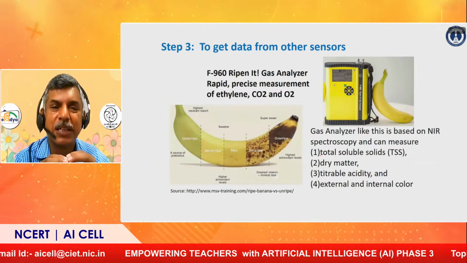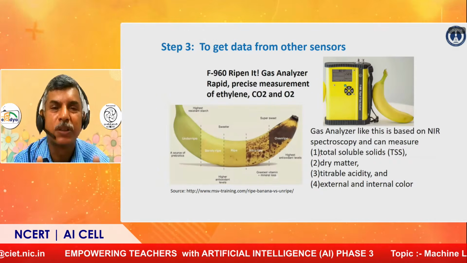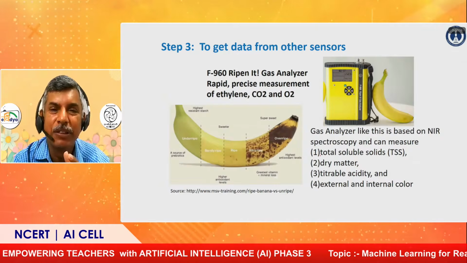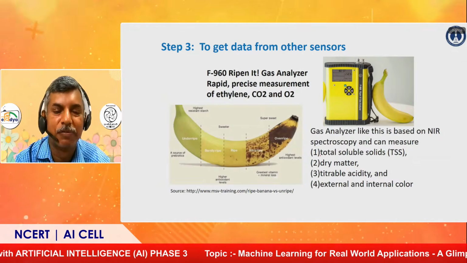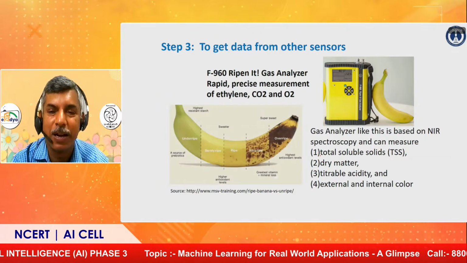And if some sensors are not good enough, we want to have more sensors. For example, for a banana which is ripe or not ripe, because it has different types of minerals in various ripening conditions.